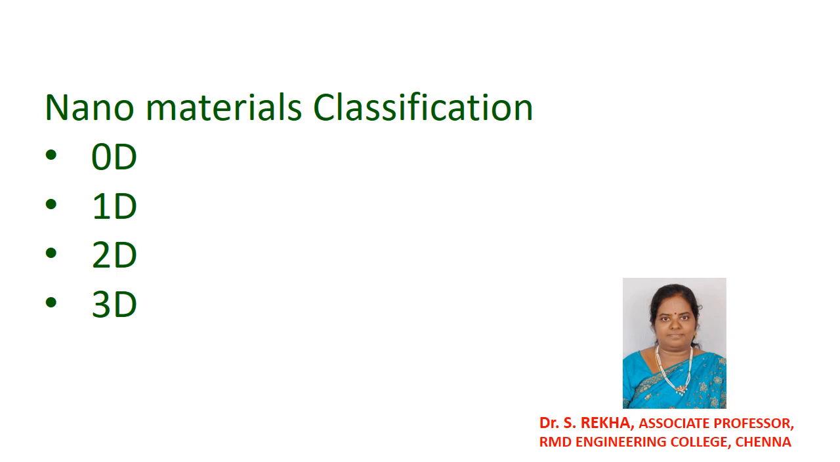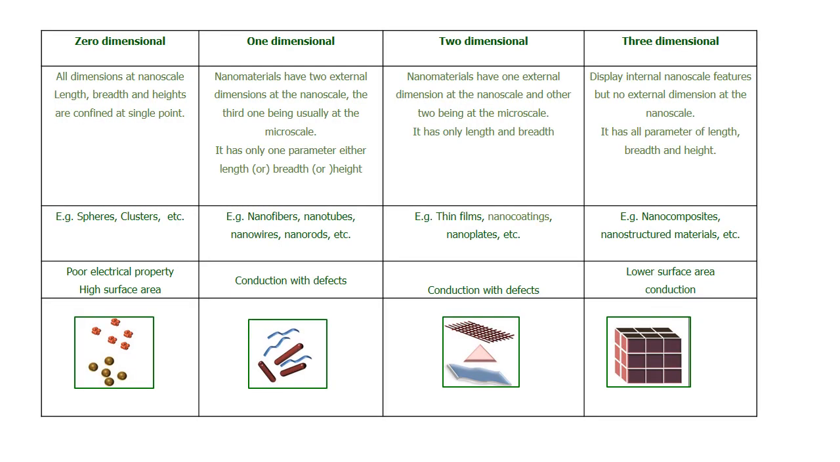Hi students, today let us see nanomaterials classification. So it is classified as 0D, 1D, 2D and 3D. So 0 dimensional, 1 dimensional, 2 dimensional and 3 dimensional.